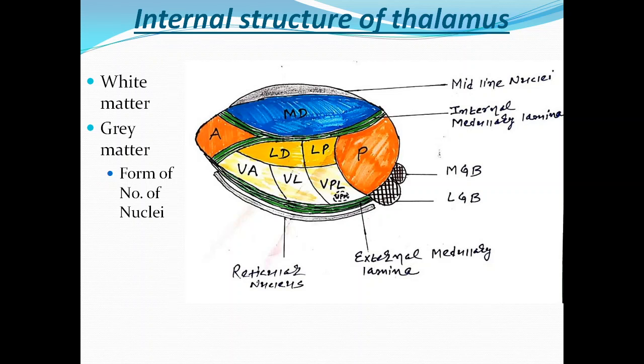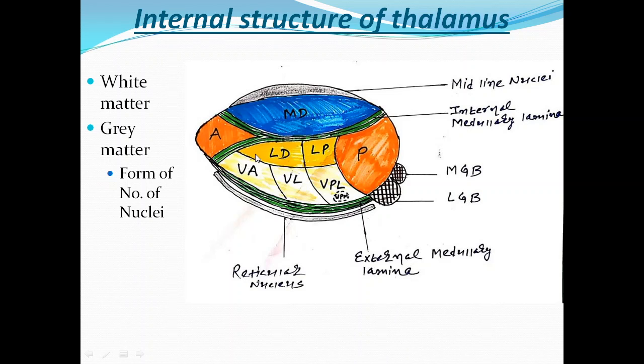Now I will discuss the gray matter masses, in the form of a number of nuclei, in these three parts. Nuclei present in the anterior part are collectively known as the anterior nucleus. Nuclei present in the medial part are two in number. The large one is the medial dorsal nucleus and the smaller one is the medial ventral nucleus. In this diagram you can see the medial dorsal nucleus.